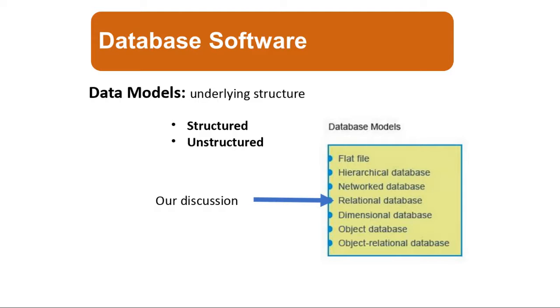When we talk about data models, we're talking about the underlying structure of a database. Here are the models: flat, hierarchical, networked, relational, dimensional, object, and object relational databases. Our focus for our discussion for Access will be the relational database. We're talking about structured and unstructured, and what we're talking about are records. Just hold these terms in your head for a minute. Our records: is each record in the table the same, or in the database the same?